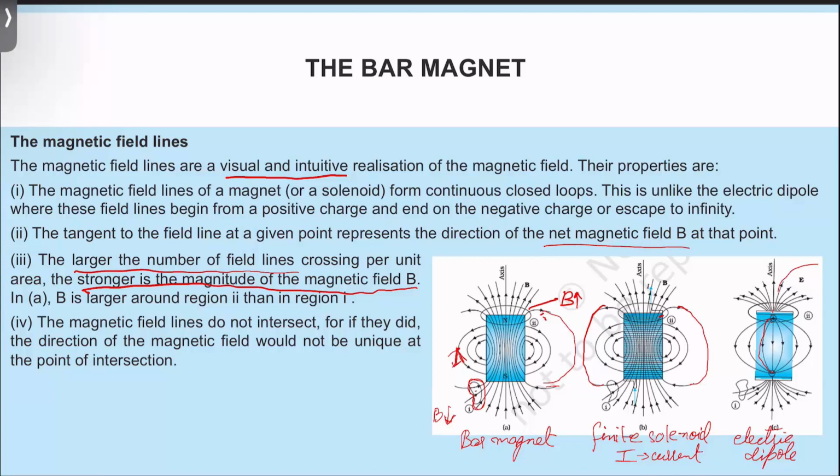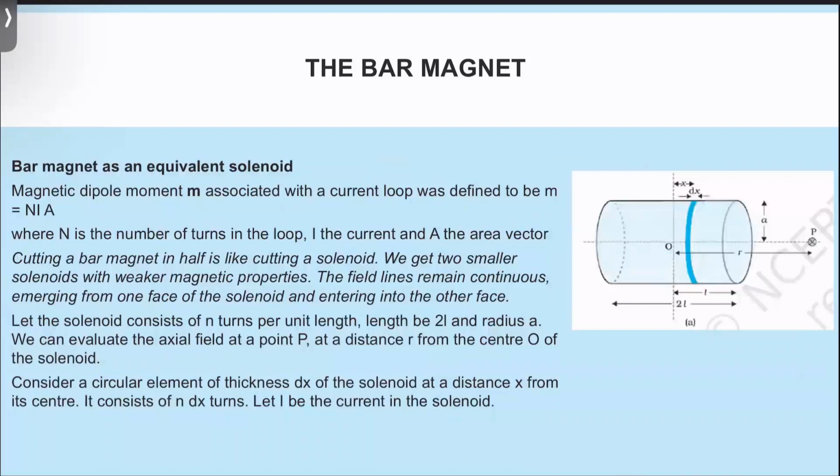Then we can say that the magnetic field lines do not intersect. This is similar to the field lines that we see for the electric field also. They do not intersect each other, because if they did, we would not have a unique direction of the magnetic field at that point of intersection. But we know that the magnetic field has a unique direction at any point on the field line. So now we will see what the field would be if we consider a bar magnet as an equivalent solenoid.